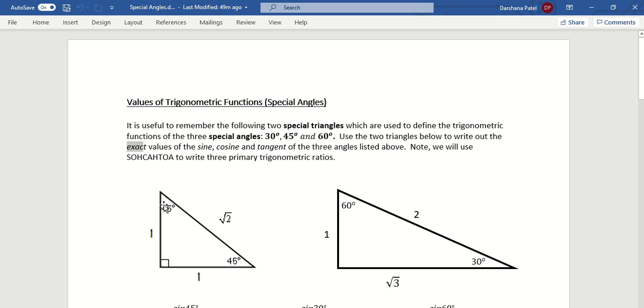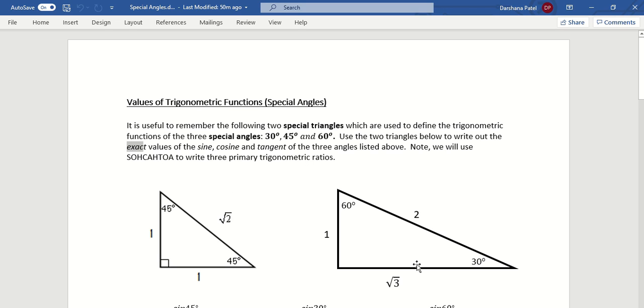First triangle is 45, 90, 45. So one angle is 90, other two are 45, 45 each. Opposite of 45 degrees are 1 and 1 as side length. And using Pythagorean theorem, if these two side lengths are 1 and 1, 1 squared plus 1 squared will give us 2. 1 plus 1 will give us 2. Square root of that will give us square root of 2.